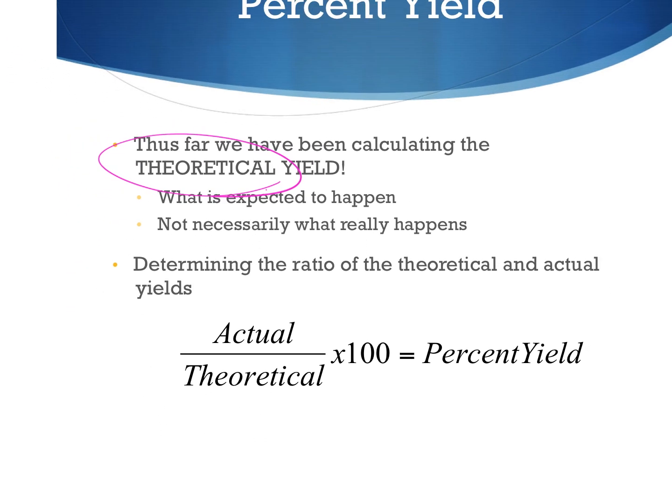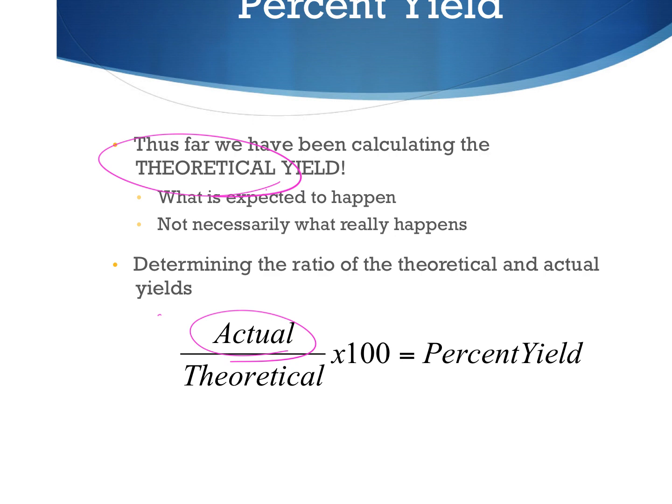When we actually do the experiment in the lab, we will get what's called an actual yield, which means when we go measure our product in the lab on a scale, that would be our actual yield. And so to calculate percent yield, we take our actual divided by our theoretical, times 100 to get it into a percent. Okay? What do you think?